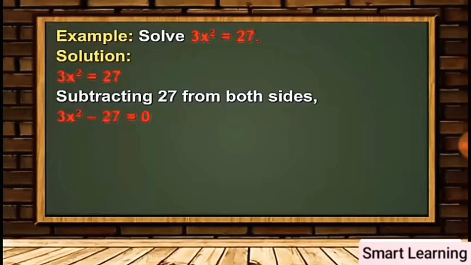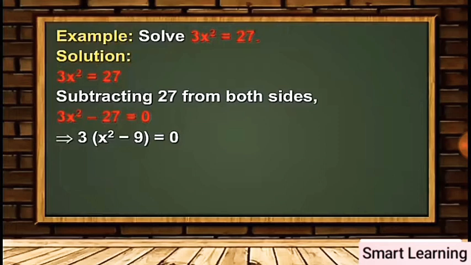We now look for common factors. By observation, there is a common factor of 3 in both terms. This factor is extracted and written outside a pair of brackets. The contents of the brackets are adjusted accordingly. 3x squared minus 27 is equal to 3 into x squared minus 9 is equal to 0.